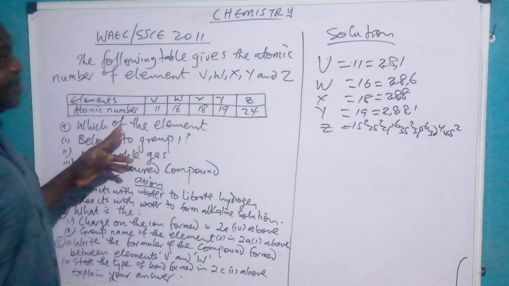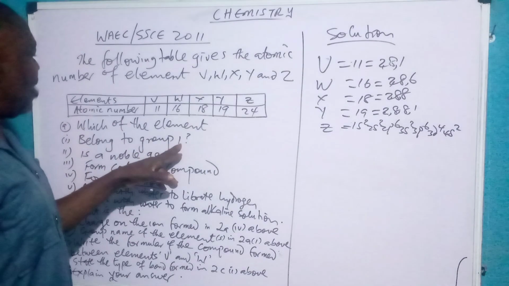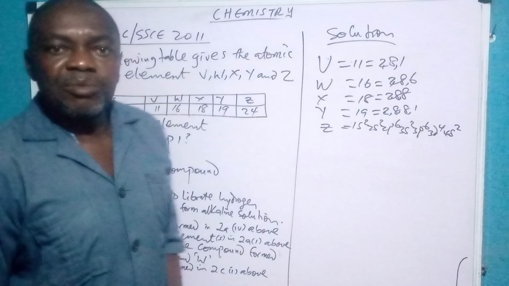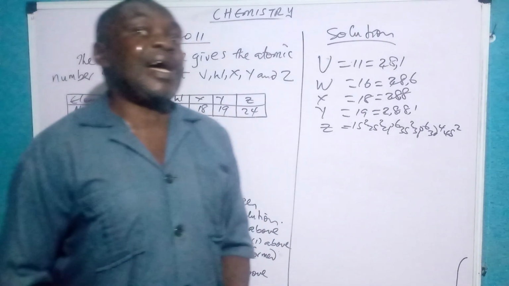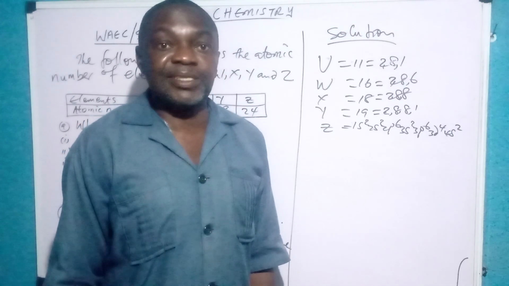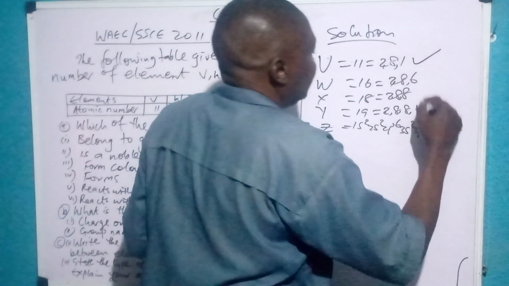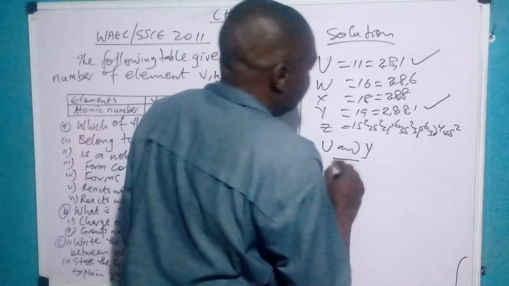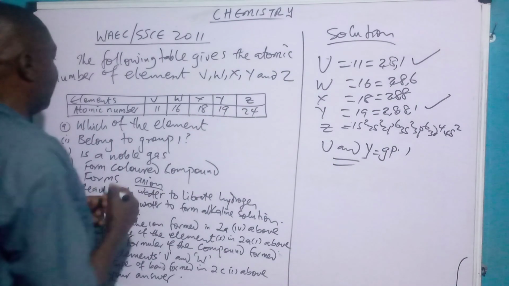So look at it. Belong to group 1. It means it has one electron in the outermost shell. Remember, group 1 elements are those elements that have one electron in the outermost shell. Elements are positioned in groups based on the number of electrons in the outermost shell, which is also called the valence electron. So V and Y belong to group 1. So that's it for the first one.